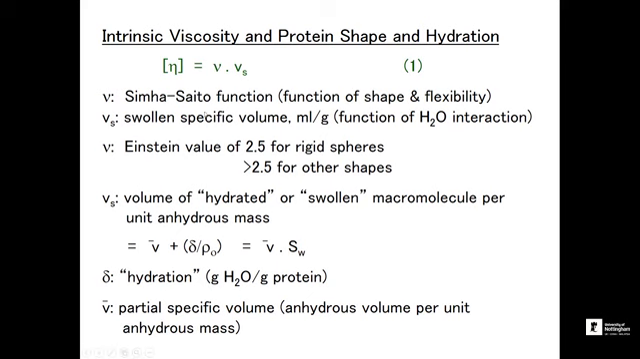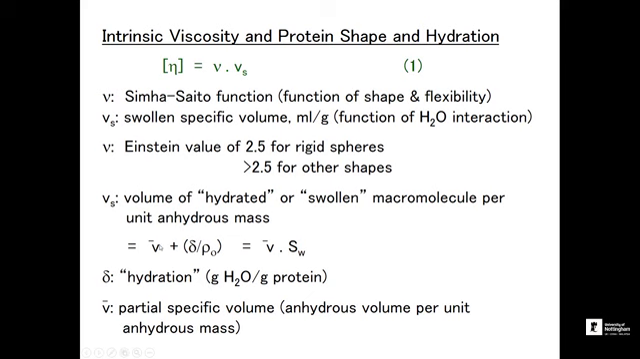Right, so that's the Simha-Saito function of shape, and it takes a value of 2.5, which is the Einstein value for spheres. The correct Einstein value, what he originally gave it as 1, and it's greater than 2.5 for other shapes. So 2.5 is the minimum value for spheres. Vs is the hydrated or swollen volume of the macromolecule per unit mass, and this is the equation I gave yesterday.